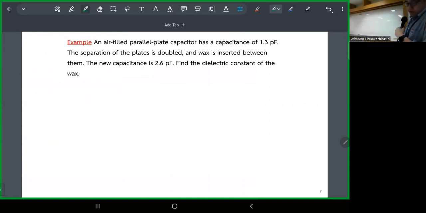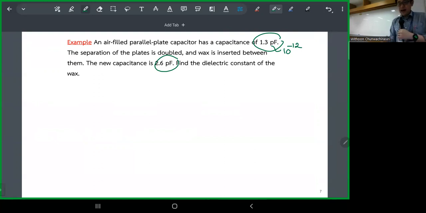Guys, try this. You have an air-filled parallel plate capacitor that has a capacitance of 1.3 pico farads. Pico is 10 to the negative 12. The separation of the plates is now doubled, so somehow you separate them out. And not only that, you insert wax in between. It turns out you make a measurement again, and your capacitance is doubled. Find the dielectric constant of the wax. Oh, you got the number already?